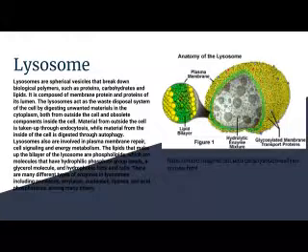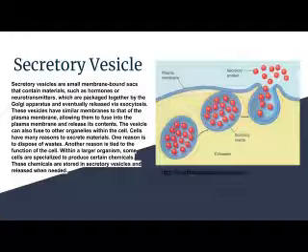There are many different types of enzymes in lysosomes, including proteases, amylases, nucleases, lipases, and acid phosphatases, among many others. To follow up is a secretory vesicle. Secretory vesicles are small membrane-bound sacs that contain materials such as hormones or neurotransmitters, which are packaged together by the Golgi apparatus and eventually released via exocytosis.